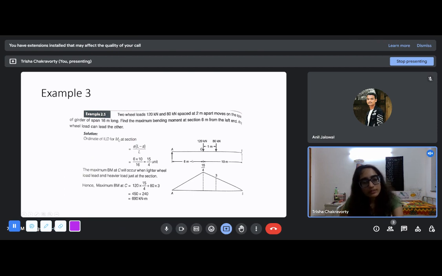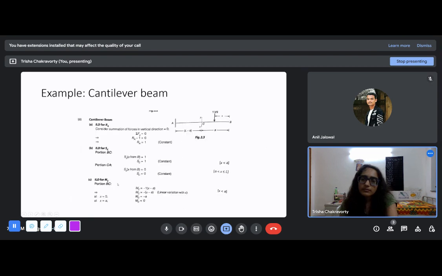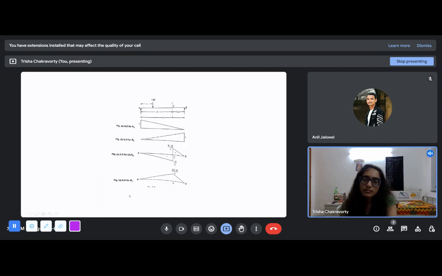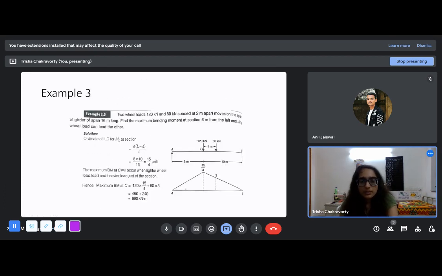How do you draw this? This is a simply supported beam with A, and we have taken a section C here, where a is 6 meter and L is 16 meter. For a simply supported beam, the influence line diagram of moment for this point C looks like this: the peak is a into (L minus a) by L. So this we find out to be 15 by 4.